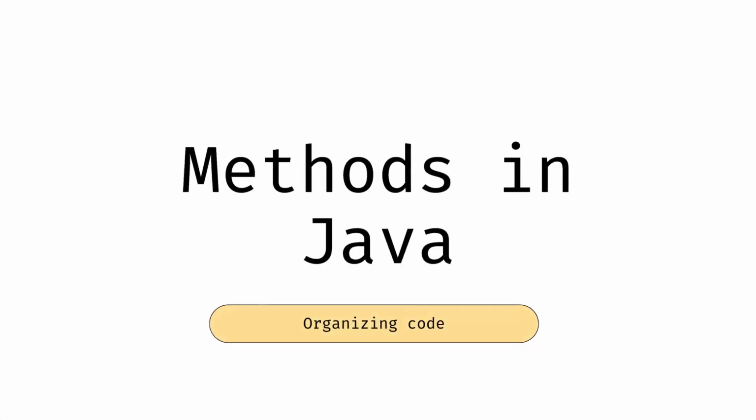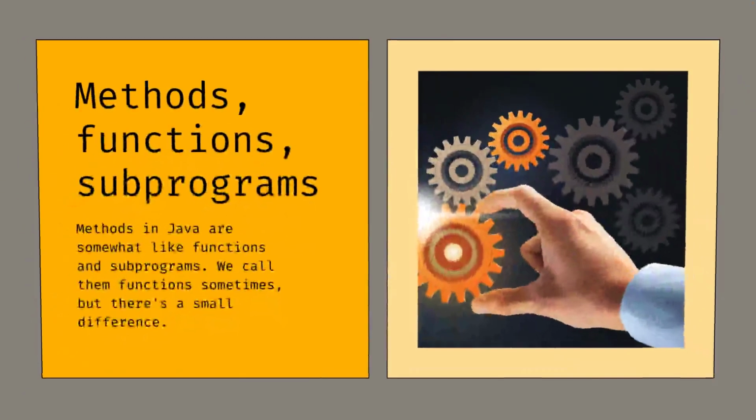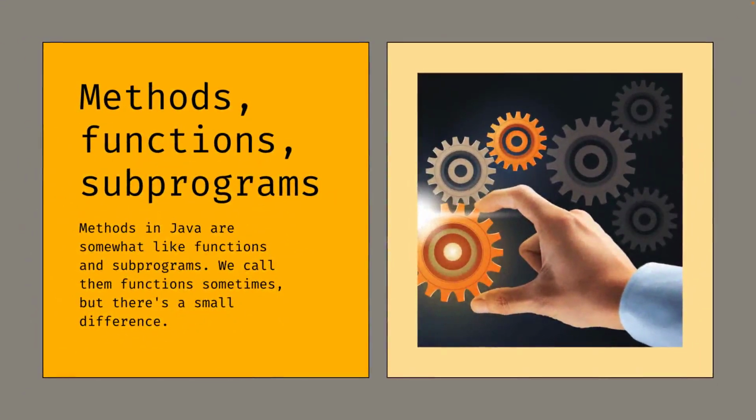Let's talk about an exciting building block in code, methods. Methods are the equivalent of functions and subprograms in some other languages. We just call them methods in Java, though you might hear me or someone else call them functions sometimes. Technically, Java only has methods.